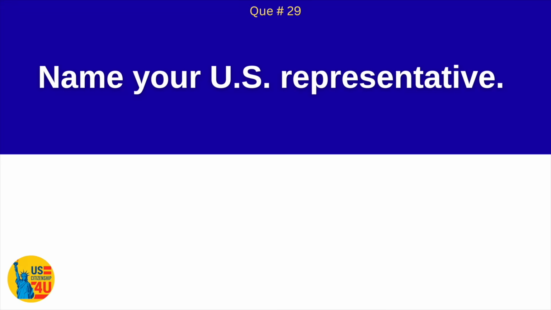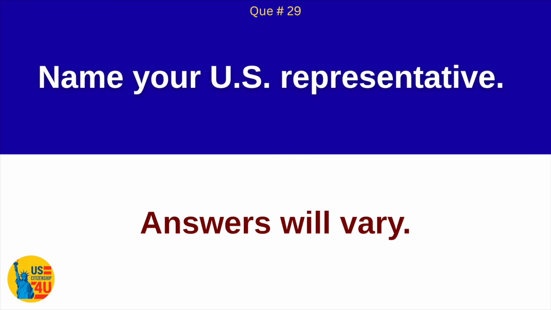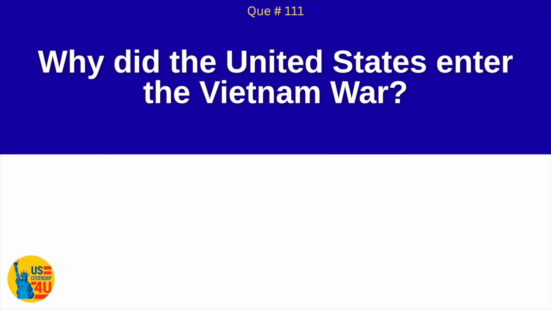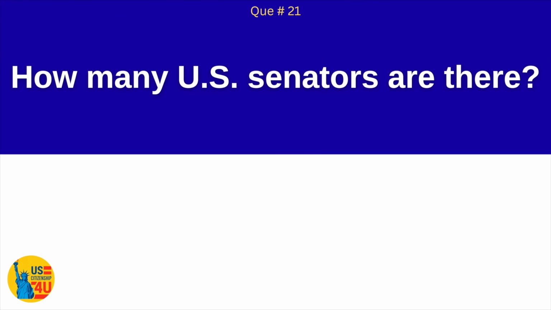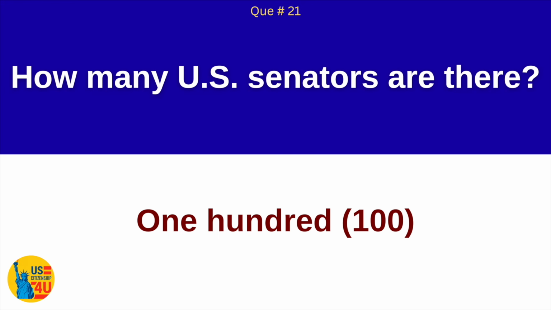Name your U.S. representative. Answers will vary. Why did the United States enter the Vietnam War? To stop the spread of communism. How many U.S. senators are there? 100.